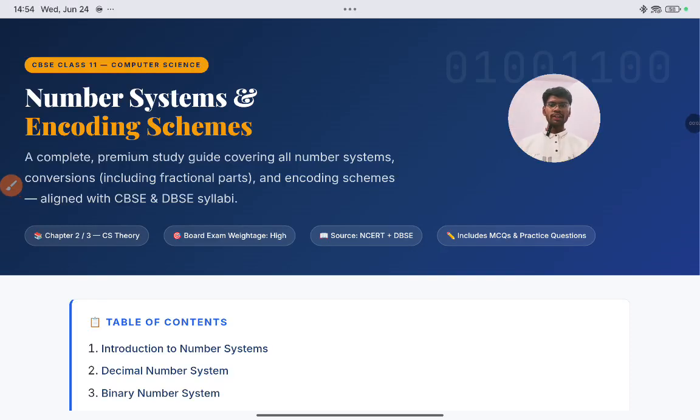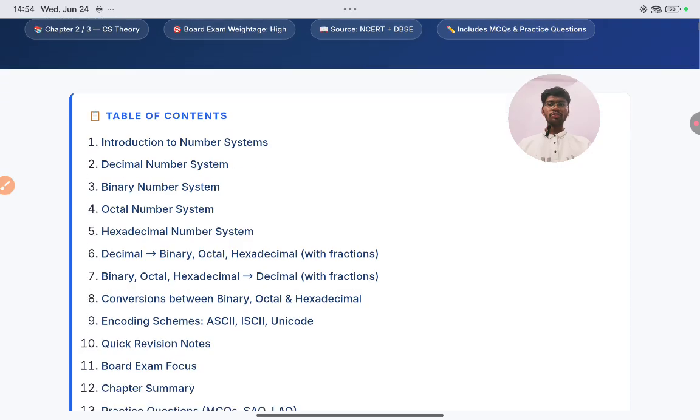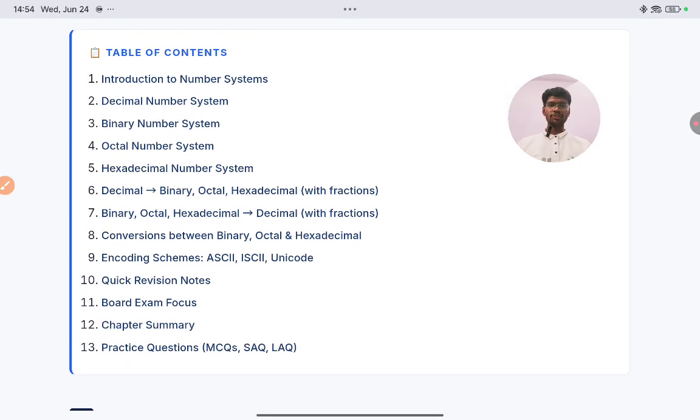Hello folks, and today we are here with the starting of the one-shot, detailed explanation video of CBSE Class 11 Computer Science, Chapter 3, Number Systems and Encoding Schemes. We'll be covering these topics in today's table of contents.